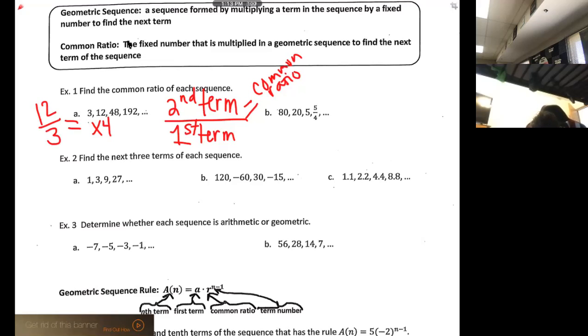So Zoe, what should we do? 20 divided by 80 is 1/4. Now I could leave it as a fraction or I could write it as a decimal, 0.25. Either way, it still gives me the same value, right? That's my common ratio. So example 1, pretty easy, right? Let's keep going.